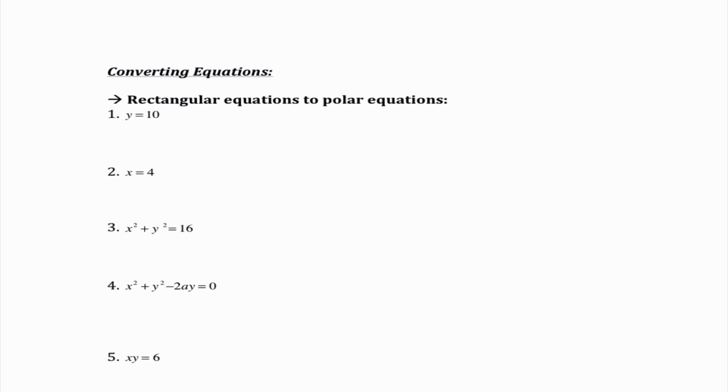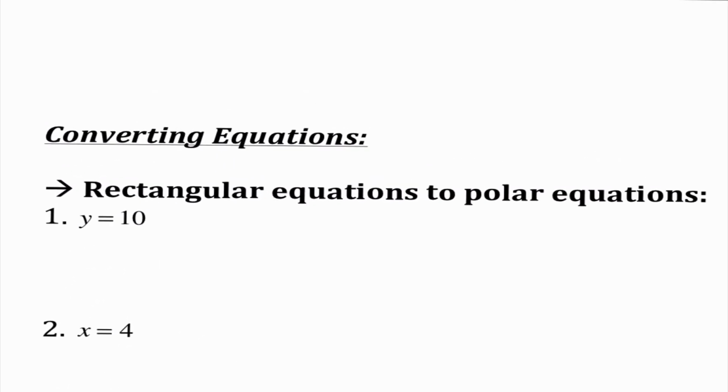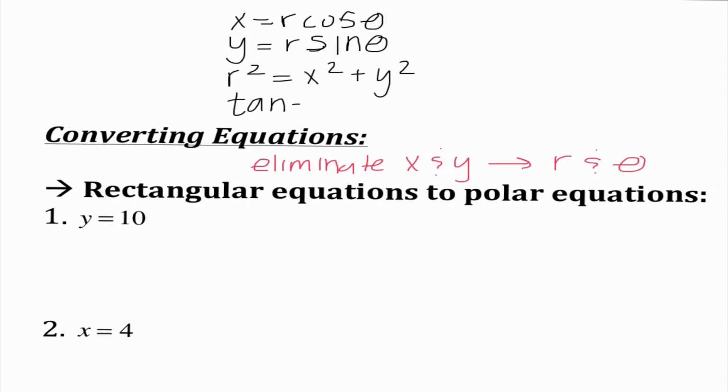So now that we've seen how to convert ordered pairs, we're going to learn how to convert equations. When I'm changing from rectangular to polar, I want to eliminate x and y and replace them with r and theta. So once again, we need to remember that x is equal to r cosine theta, y equals r sine theta, r squared equals x squared plus y squared, and tan of theta equals y over x.